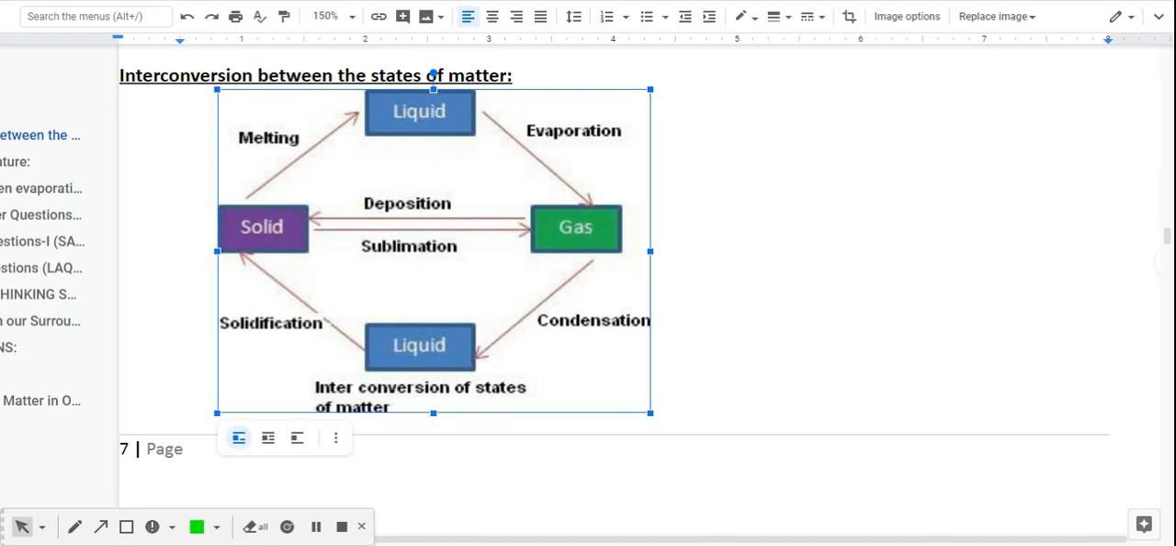What do you mean by this statement? It is when we just increase the, what we are going to increase here? Yes, we are going to increase temperature.